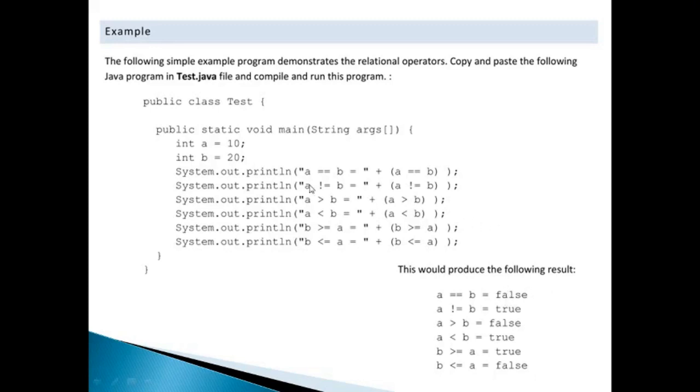Now if we print whether A is not equal to B, then in that case it will print true, because these two values are not the same. Then A is greater than B? A is 10 and B is 20, so this condition is definitely leading us to a false conclusion. But A is less than B is true, so this statement will print true. Whether B is greater than or equal to A, yes, this will print true. And whether B is less than or equal to A, no, it will print false. So this is a very easy example for us to understand exactly what a relational operator does.